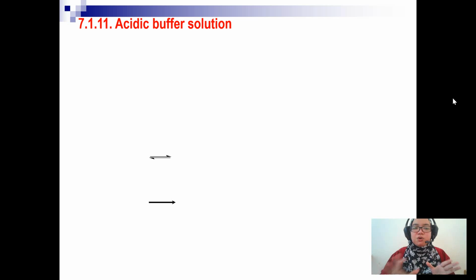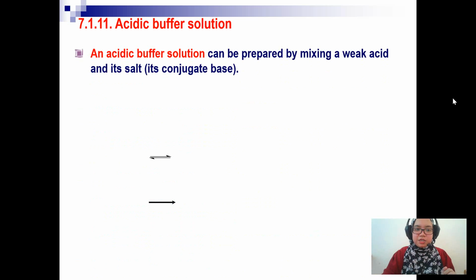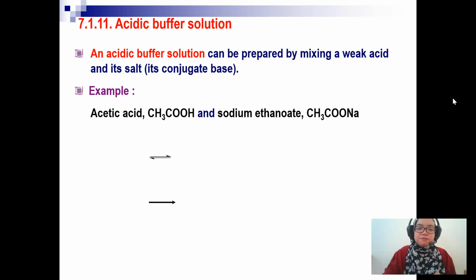So let's go into what is acidic buffer solution. Acidic buffer solution can be prepared by mixing a weak acid and its conjugate base, from its salt. For example, we have acetic acid, or ethanoic acid, CH3COOH. This acetic acid is a weak acid. So its conjugate base comes from sodium ethanoate, which is a salt. Its conjugate base is CH3COO minus.